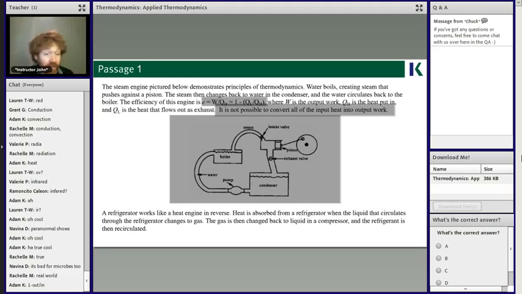Cool. And then finally, we talk about the refrigerator at the very bottom. Notice once again, it's all about changing the refrigerant to a gas. So the liquid that circulates through the refrigerator changes to a gas. That's why Freon's useful, because you can vaporize it pretty easily inside a refrigerator.